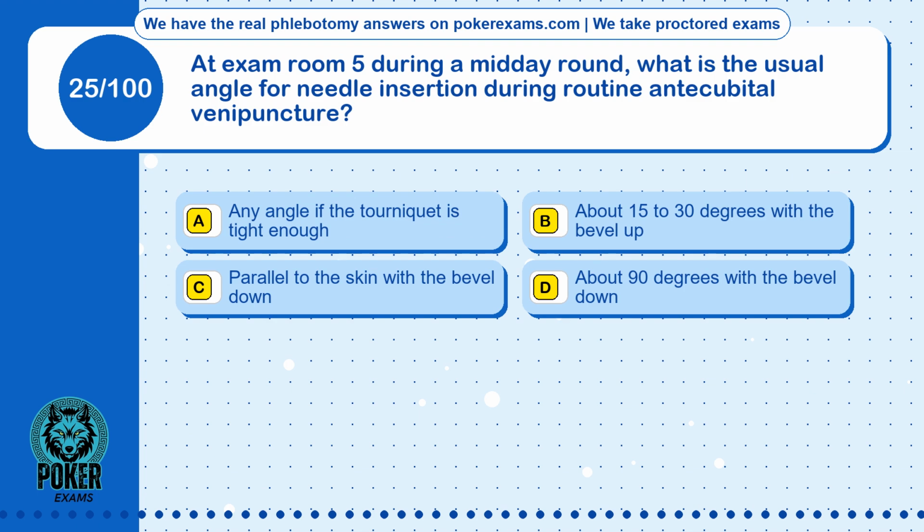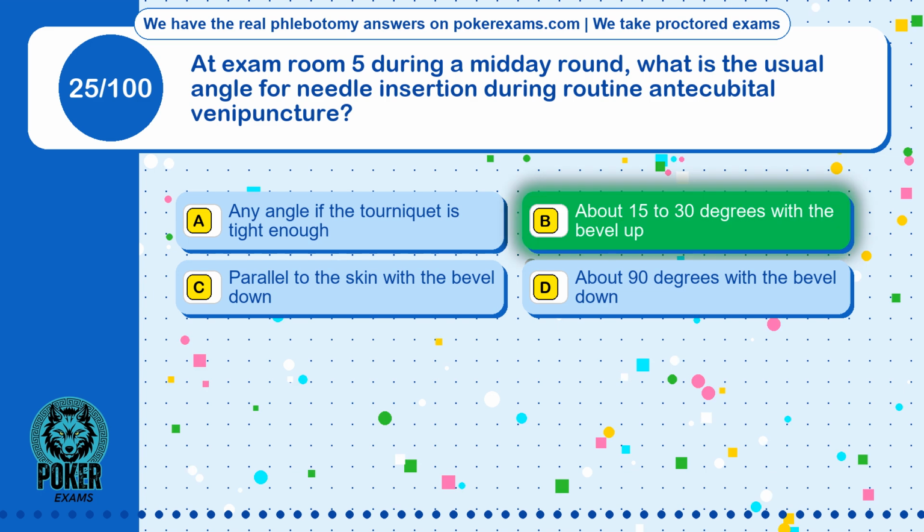Question 25. At exam room 5 during a midday round, what is the usual angle for needle insertion during routine antecubital venipuncture? Option A: any angle if the tourniquet is tight enough. Option B: about 15 to 30 degrees with the bevel up. Option C: parallel to the skin with the bevel down. Option D: about 90 degrees with the bevel down.